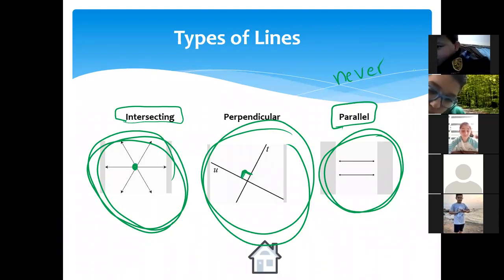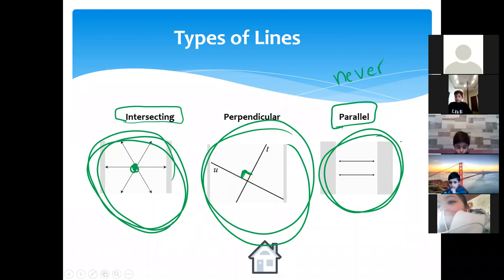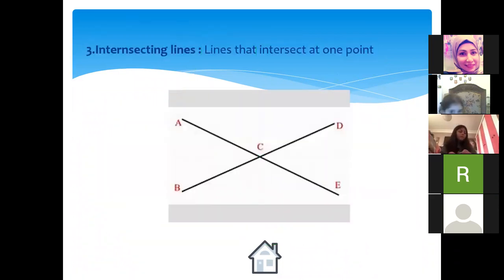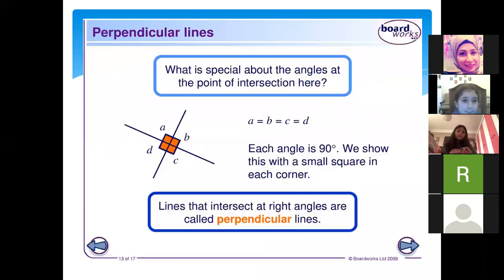Intersecting is the opposite of parallel, Amal. Parallel lines never meet. Intersecting lines meet at a point. Always. Okay, Amal? Okay, this is the difference between them. So parallel lines are the opposite of the intersecting lines. Okay?